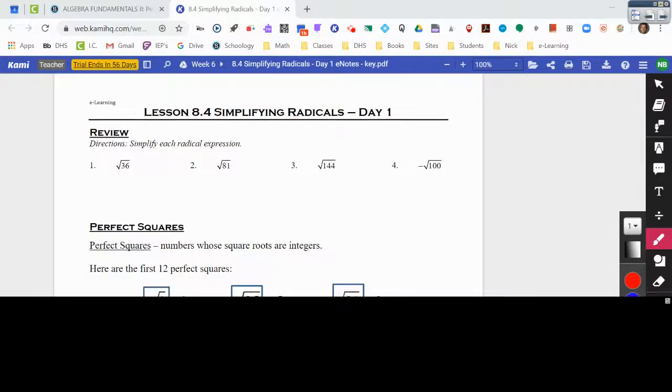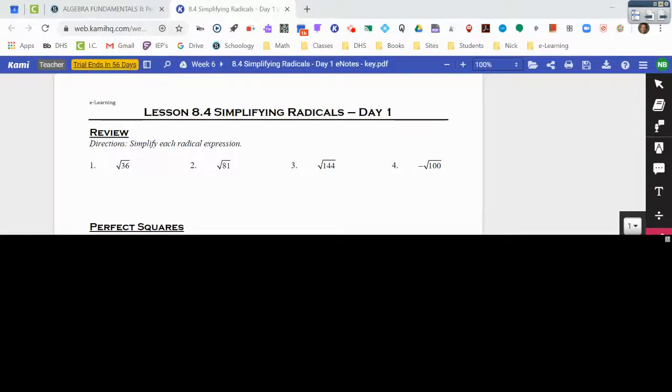All right, so let's see. Hopefully you guys got the same answers as I did. So number 1 here, the square root of 36 is just 6. The square root of 81 is just 9. The square root of 144 is just 12. And number 4, the square root of negative 100 is just going to be negative 10. The negative on the outside just stays on the outside.